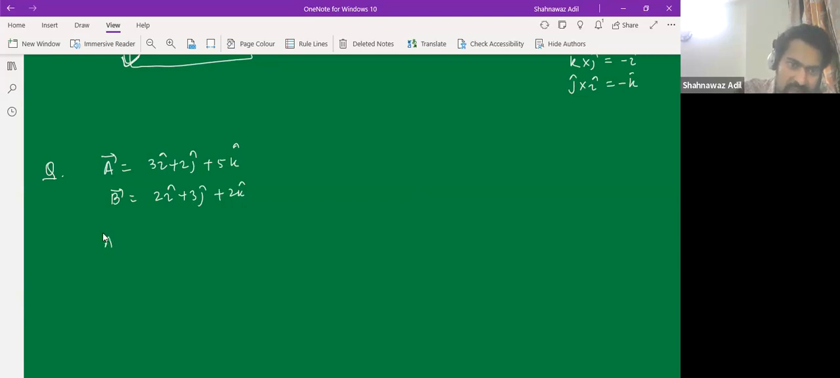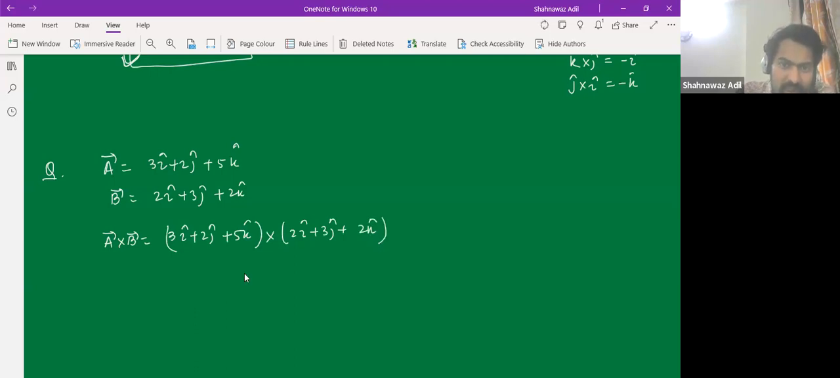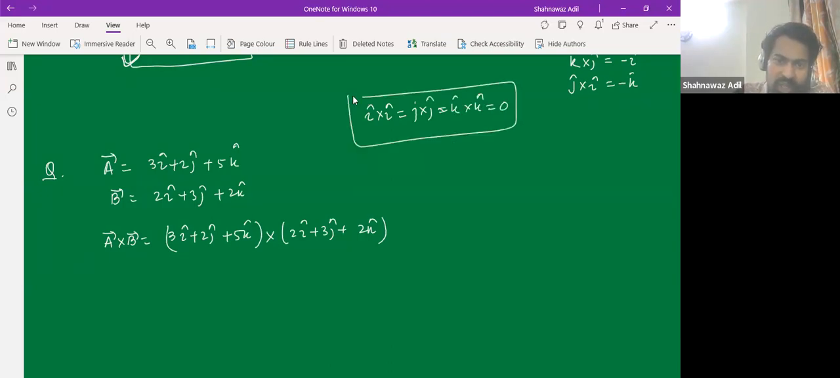And now we want to find out A cross B. So one method is simply using i cross j. We expand 3i plus 2j plus 5k cross 2i plus 3j plus 2k, and we already know which terms will not survive. These three terms will not survive. They will contribute to zero.